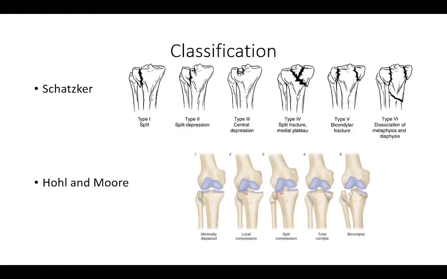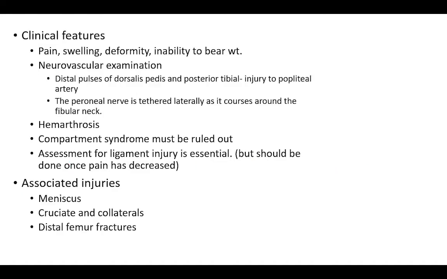There are two classifications, one is the Schatzker classification and the second is the Hohl and Moore classification. Clinical features are tenderness, swelling, deformity and inability to bear weight. It is very important to perform a neurovascular examination. In this, distal pulses of the dorsalis pedis and the posterior tibial artery must be palpated to assess for injury to the popliteal artery. The peroneal nerve, if affected, can lead to foot drop and can be injured because it courses around the fibular neck. There may be hemarthrosis. A compartment syndrome must be ruled out.